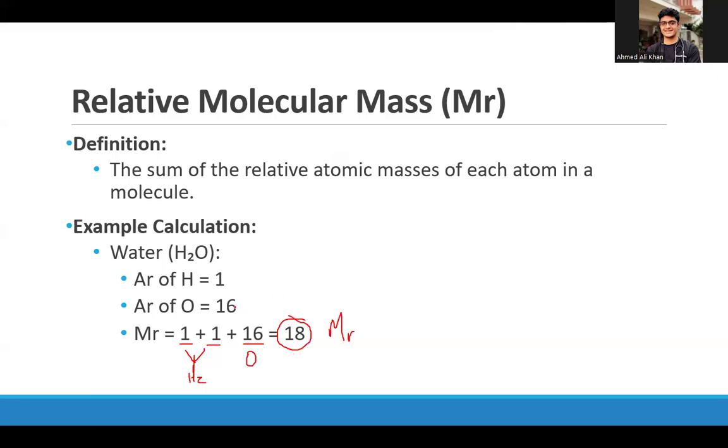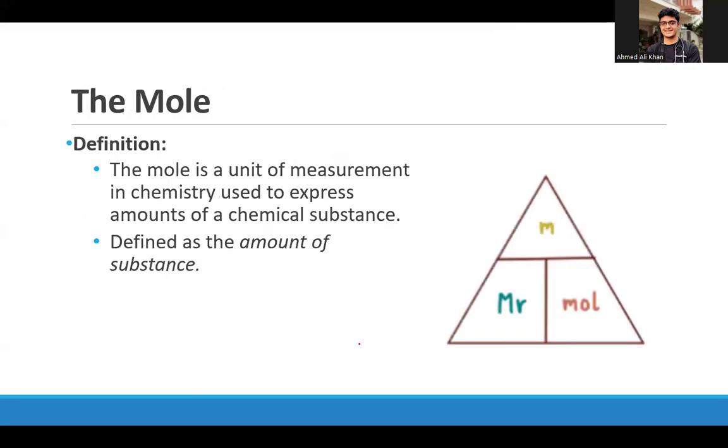Whenever you're asked what the relative molecular mass of a compound is, you just add up the individual ARs of the atoms involved in that molecule. We added the AR of hydrogen, added the AR of oxygen, and that makes up the MR of water. So ARs add up to form MR. Okay, so mole. Let's go over the mole. But first, does anyone have any questions on MR or AR? I hope you guys get what MR and AR are. It's pretty trivial.